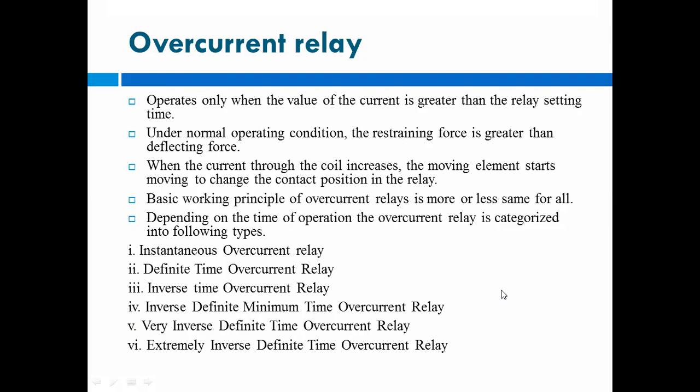If you consider the electromechanical overcurrent relay, it has two coils. One is the operating coil and the second is the restraining coil, right? In the last lecture we saw the different types of relays, and we saw how these electromechanical relays work. In these electromechanical relays there are two coils, one is the operating coil and the second is the restraining coil, right?